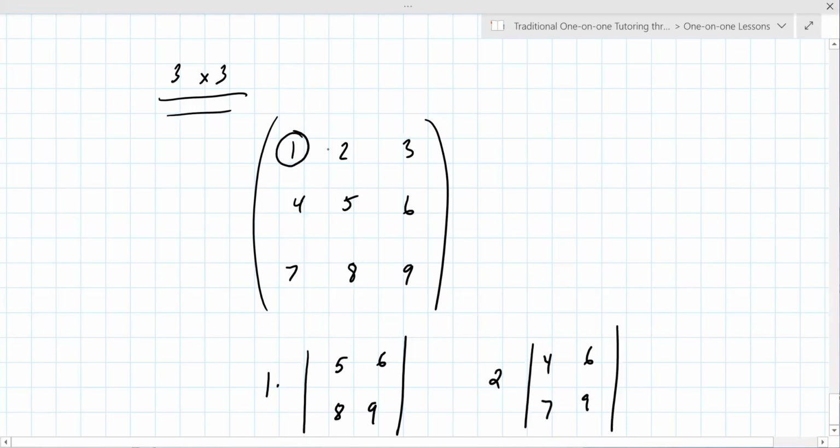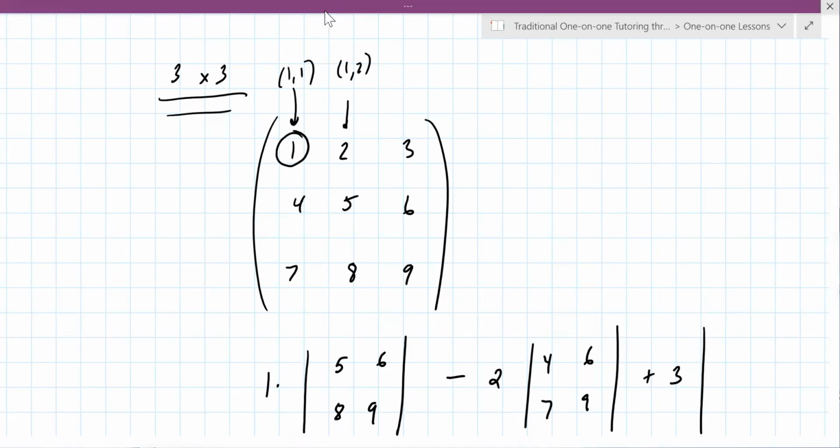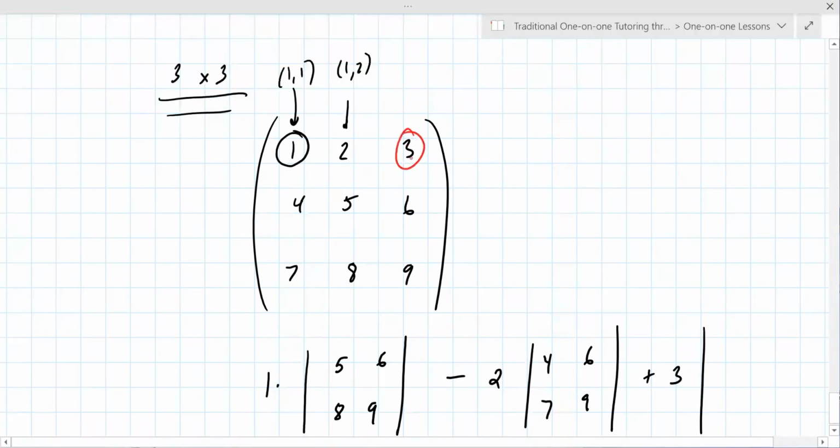But you have to alternate signs. This right here is position 1 1, and this is position 1 2. Whenever the sum of the position is odd, you negate it. If you don't remember that, just remember the middle one is the negative of whatever it is. And then it's 3 times the determinant of these. When you're doing 3, you cross out the row and the column, and this is what's left over.